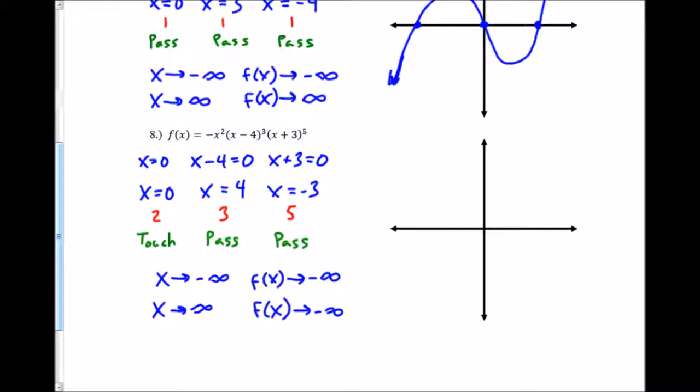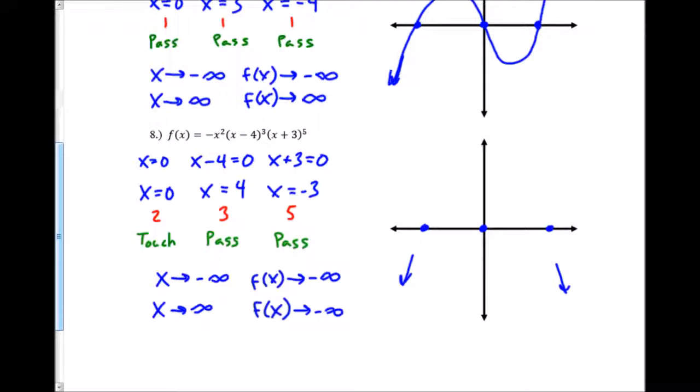So now I plot each of these values. I've got the 0. I've got the 4 out here somewhere. And I've got the negative 3 back here somewhere. The end behavior, as I go to the left, negative infinity, my function should go down. As I go to the right, positive infinity, my function should go down. And now I just use the multiplicity.